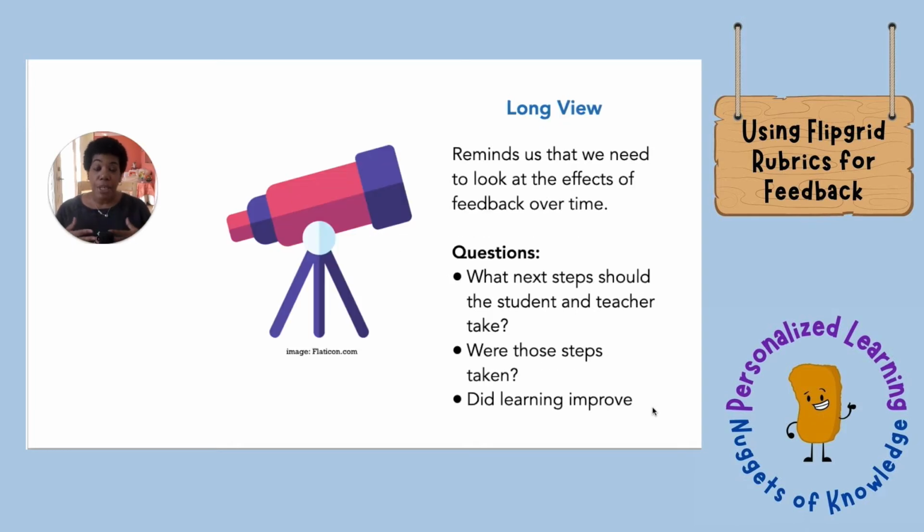And then the final piece is that long view. This reminds us that we need to look at the effects of feedback over time. Whereas we looked at that single snapshot, when we start to put those snapshots together into a photo album, what is the full picture that we're going to see about that student? So think about questions like, what next steps should the student take and what next steps should the teacher take? Were those steps taken, and did the learning improve as a result of the feedback and of the actions taken by the teacher and the student?